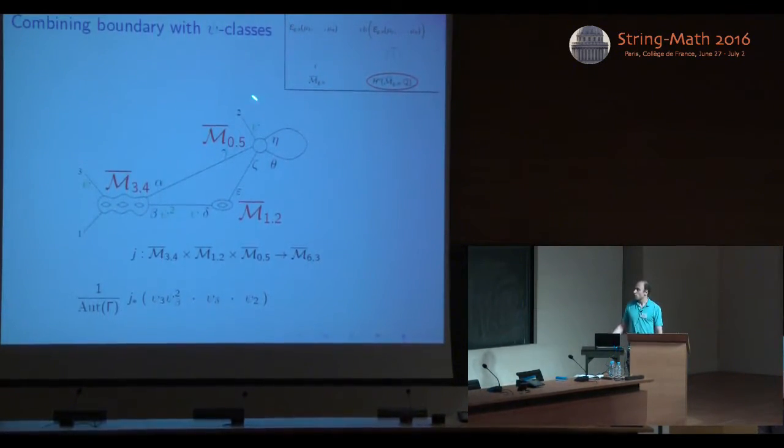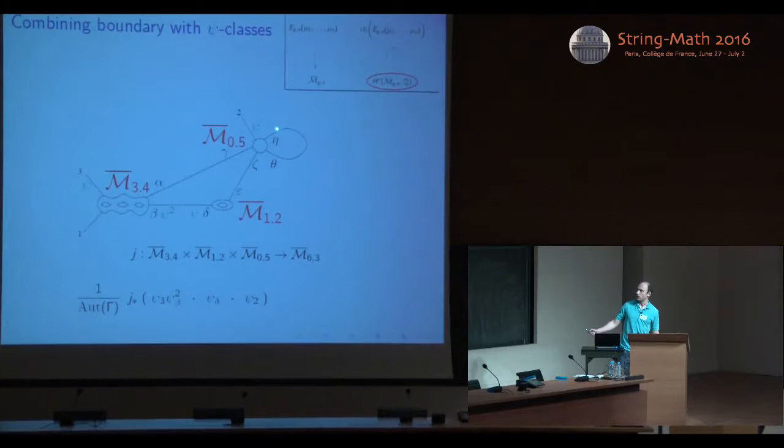this is the map from the product of these three moduli spaces to the big moduli space of stable curves of genus 6 with 3 marked points. So here, 1, 2, 3 marked points. And the genus is 6 because if you add 3, 1, and 0, that gives you 4. And you also have two independent cycles in this graph that give you an extra 2. So if you glue these three curves together, you get a stable curve of genus 6.